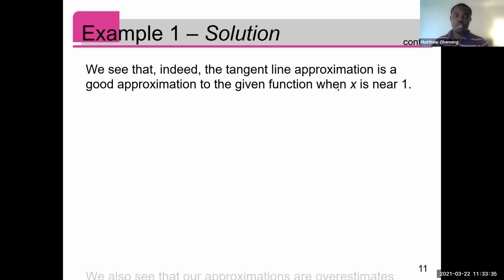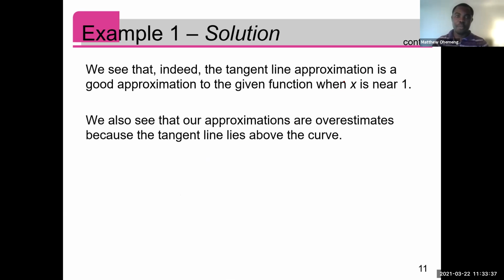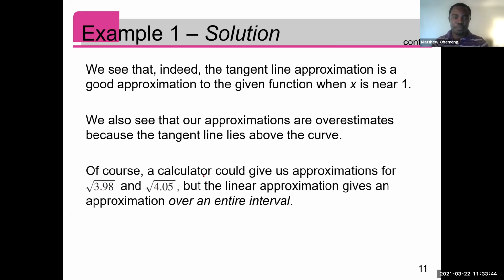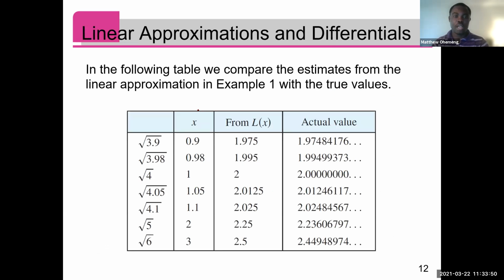Okay, so this one is just saying that this is a good approximation. And then we know that these are overestimates because the tangent line lies above the curve. Now, a calculator gives us this, but the linear approximation gives an approximation over an entire interval. So now let's look at a table showing us the linearization, the linear approximation, and the actual value. It's still based on the same function, the square root of x plus 3, and the linearization given by 7 over 4 plus x over 4.